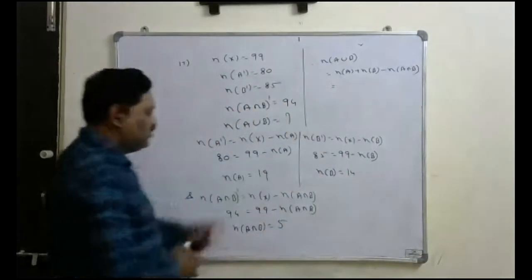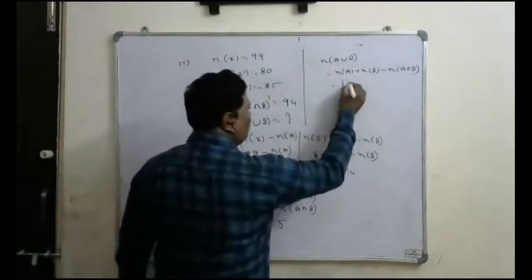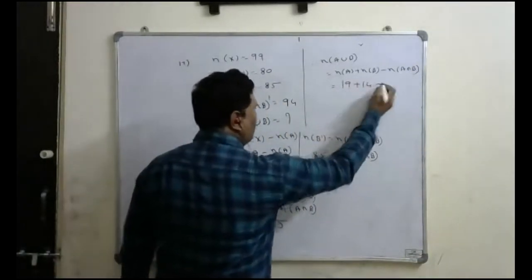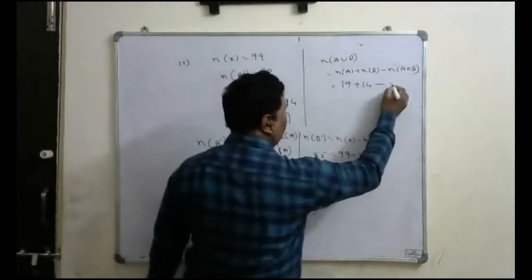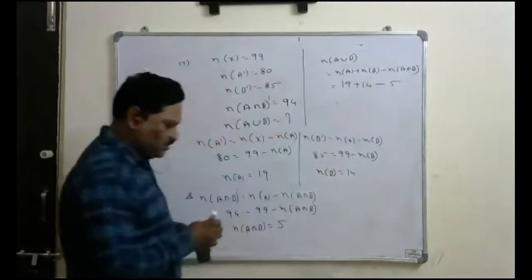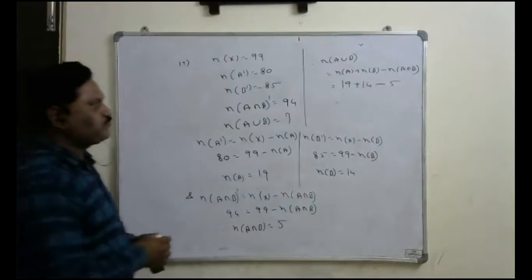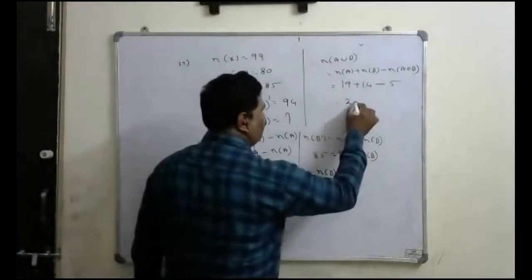So n of A, which is 19, plus n of B, which is 14, minus n of A intersection B, which we got as 5. Therefore, what is the total? 28. That is the answer.